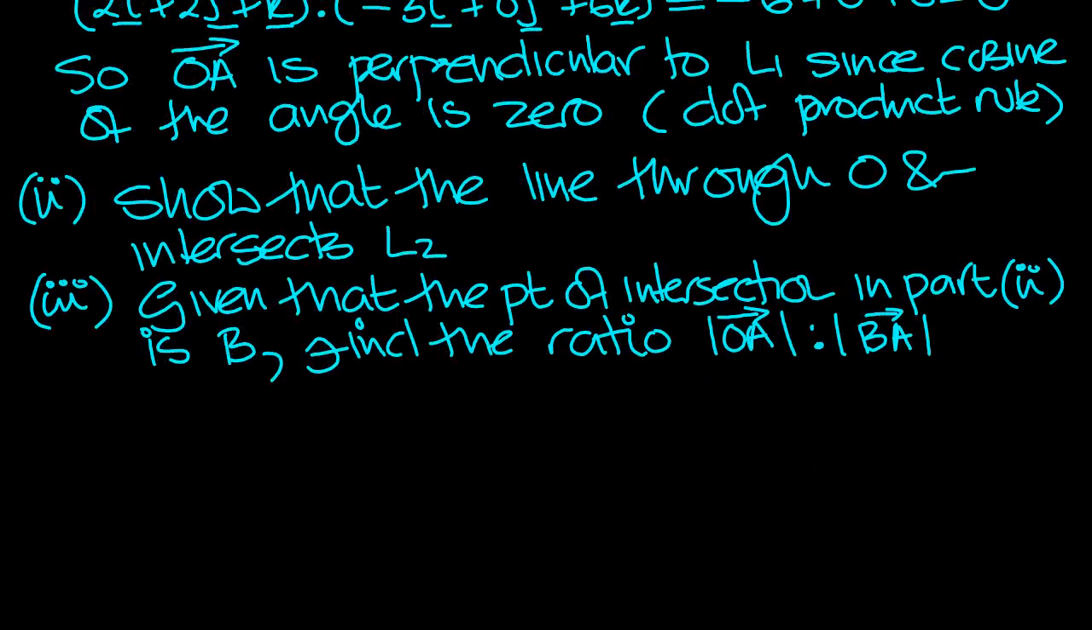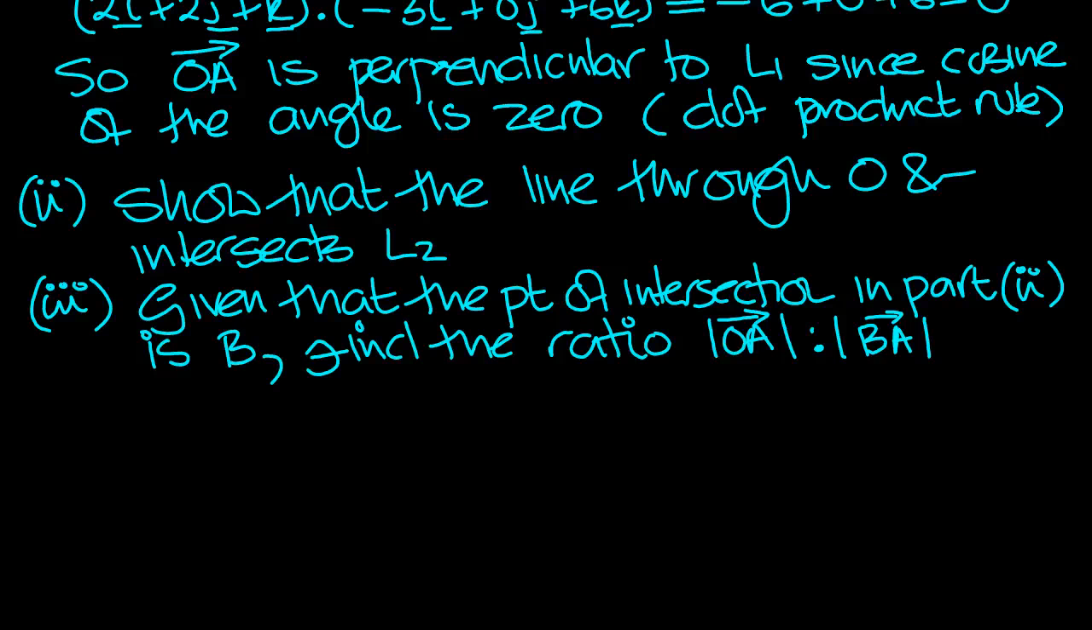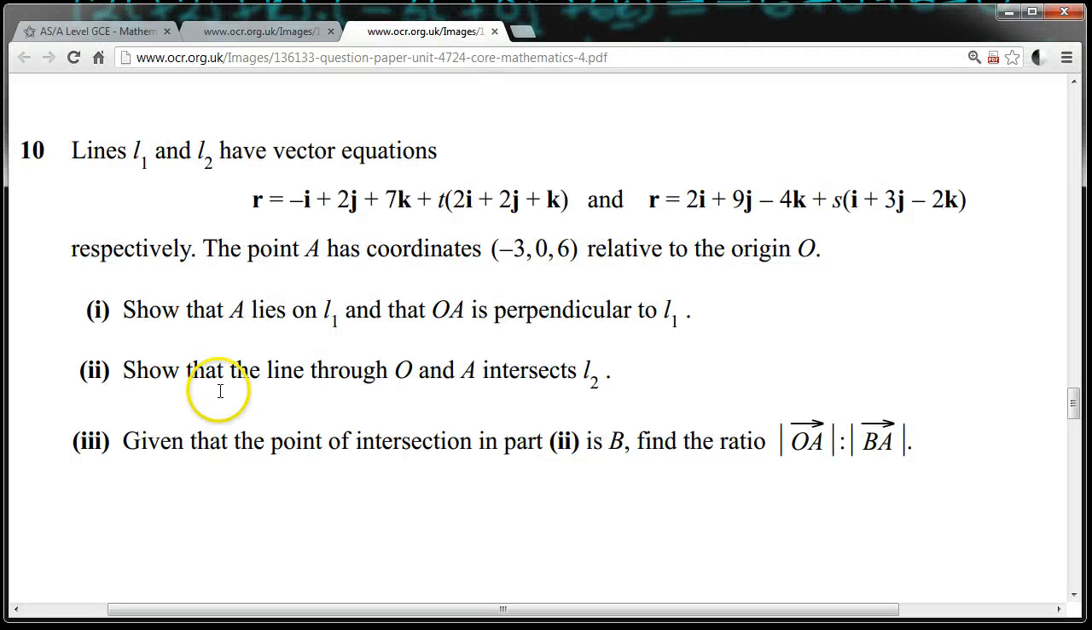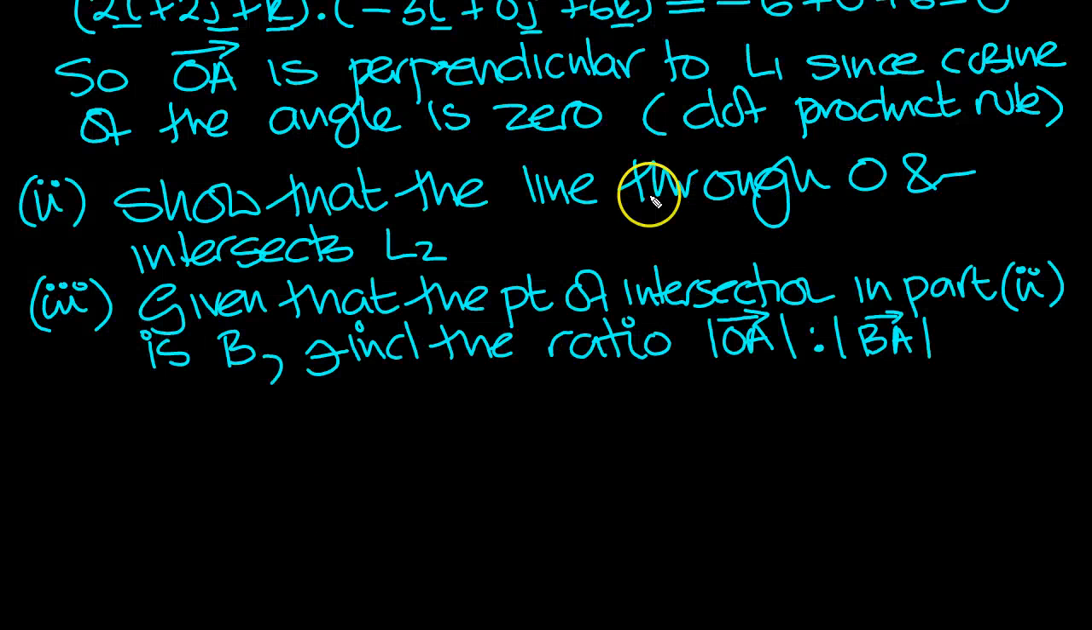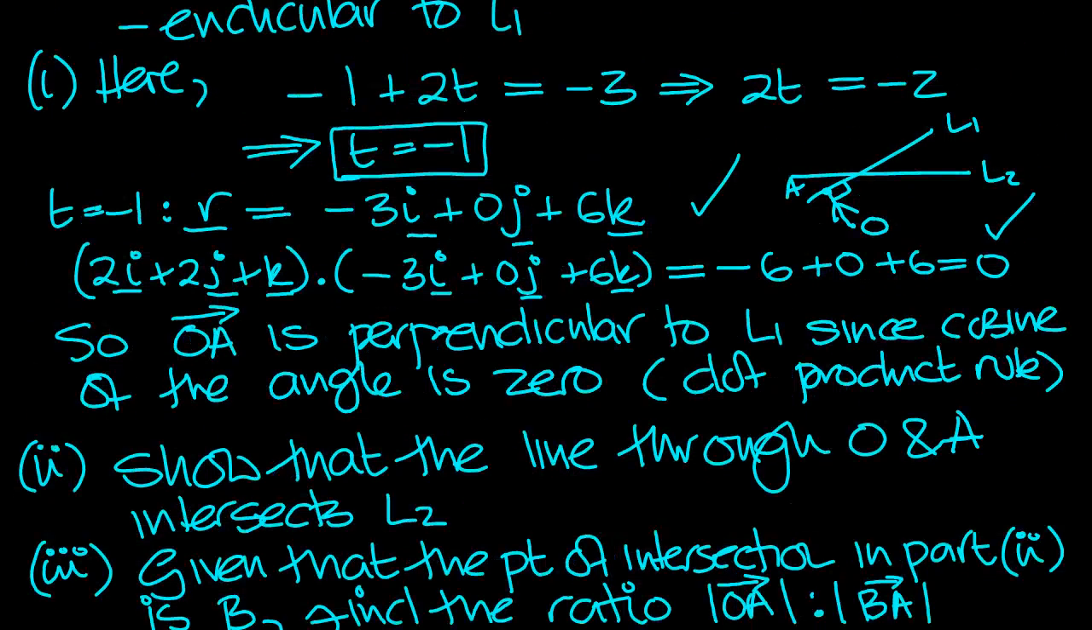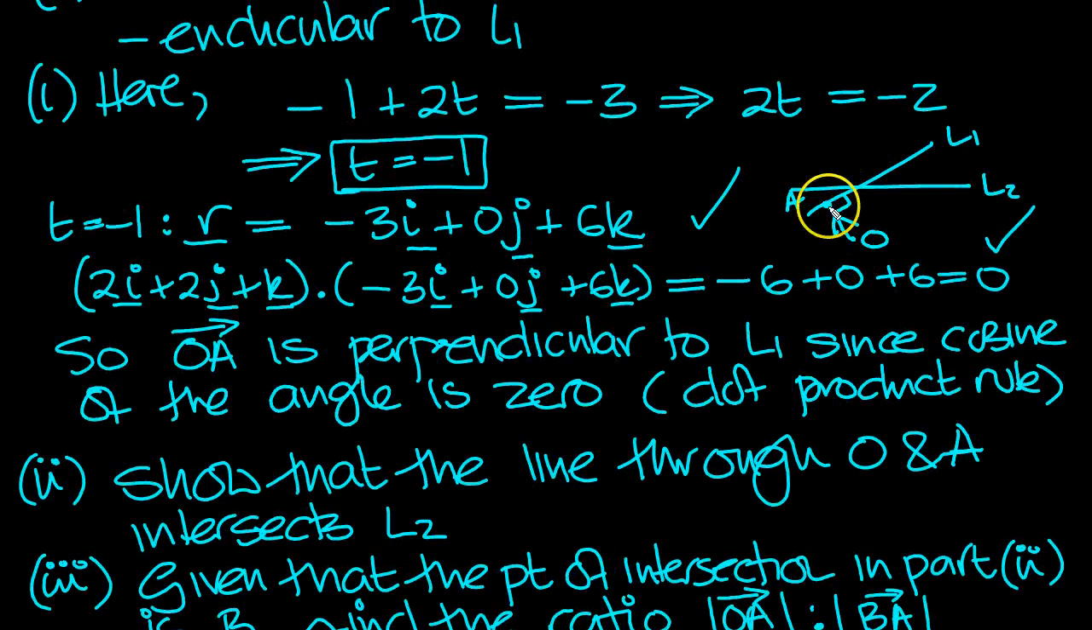Show that the line through O, and let's stick to the actual paper, show that the line through O and A intersects L2. So this line here through O and A intersects L2, so I'm going to draw this line in now. There's the line through O and A. We want to show it intersects L2.